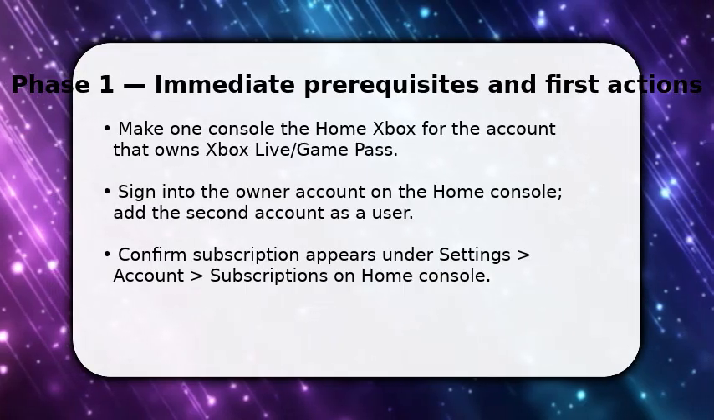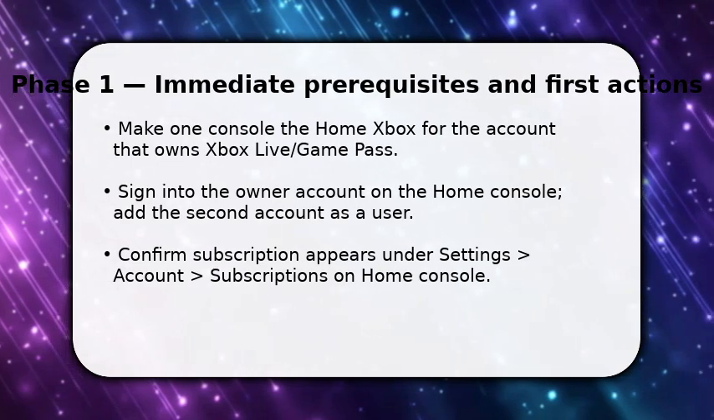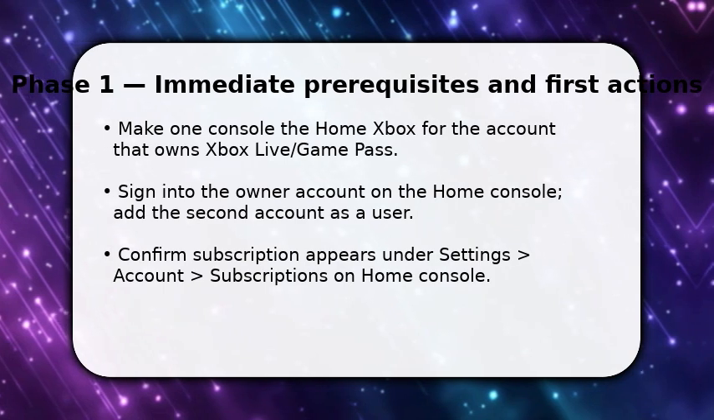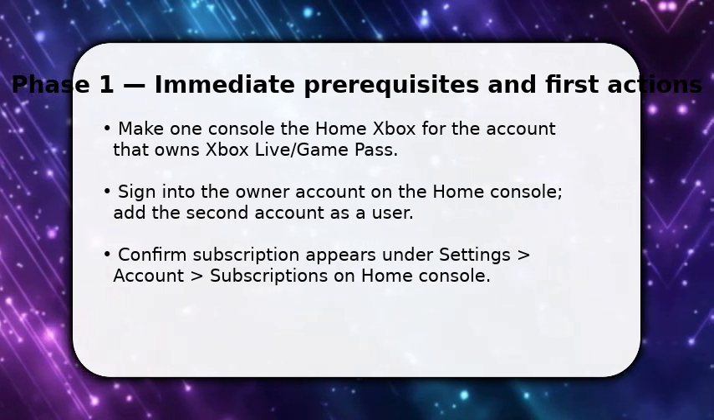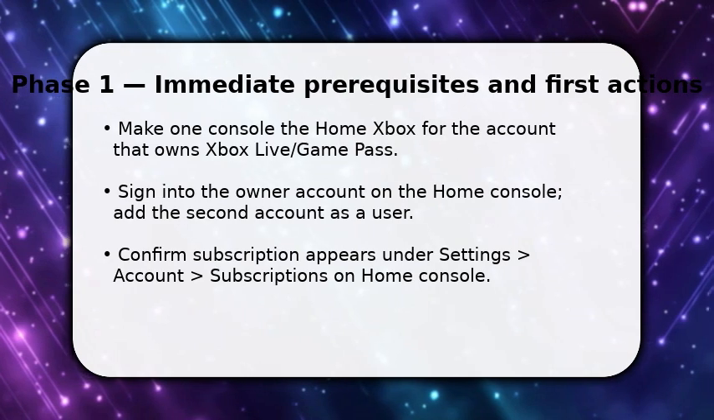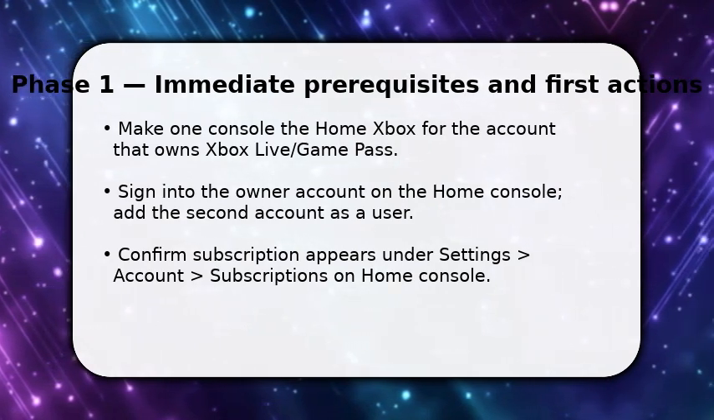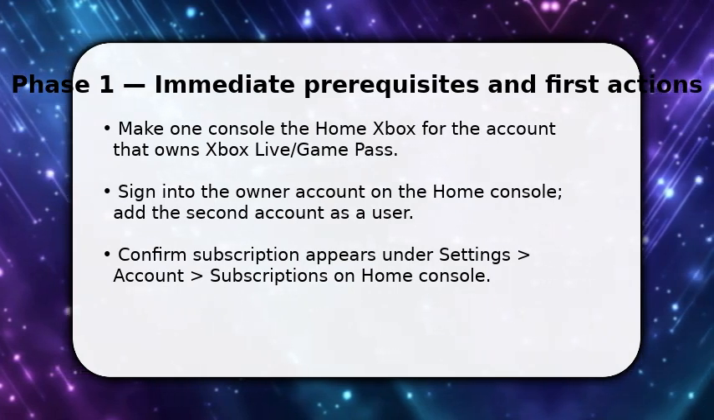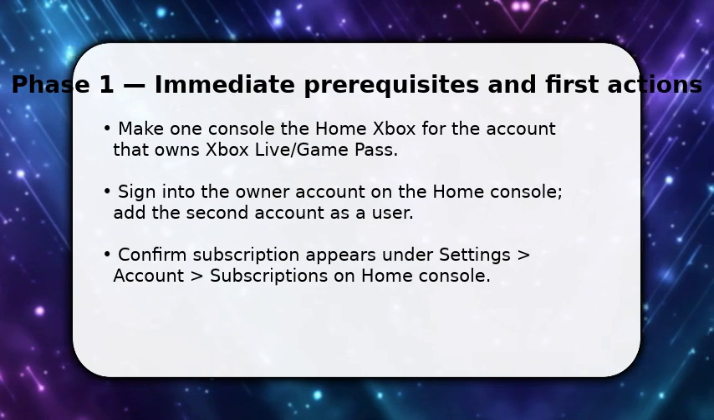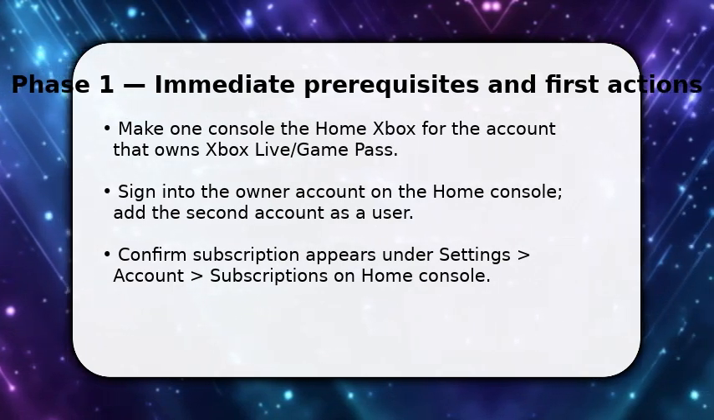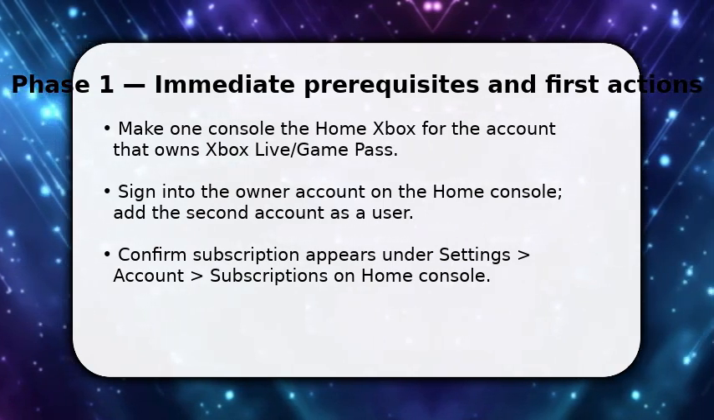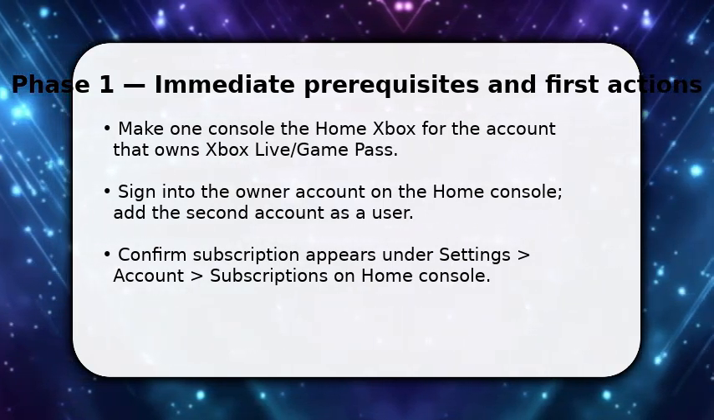You start by making one console the home Xbox for the account that owns Xbox Live or Game Pass. Sign into that owner account on the console, then add the second account as a local user. This lets the other account use shared benefits. Once done, open Settings, go to Account and verify subscriptions show on the home console. Do this now, because without the home designation, you cannot share licenses or multiplayer access between two accounts effectively.